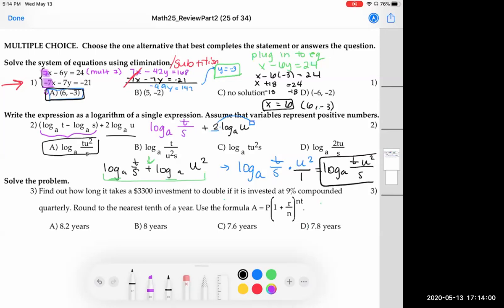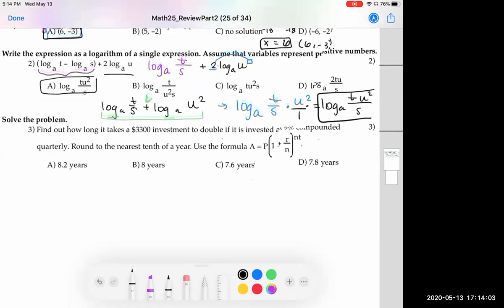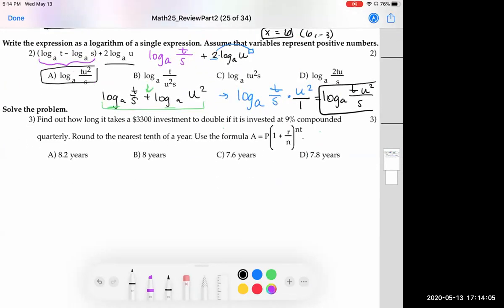All right, last one. Let's go ahead and look at this compound interest problem. Find out how long it takes a $3,300 investment to double if it's invested at 9% compounded quarterly. Round to the nearest tenth of a year. Use the formula A equals P times (1 plus R over N) to the power NT.